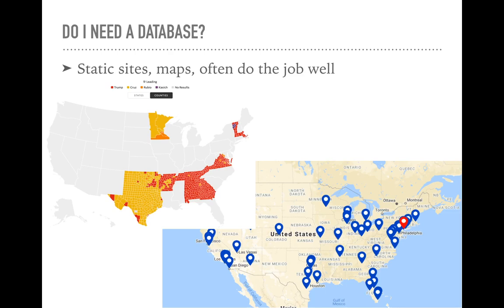There are plenty of maps out there in the world that are static sites or just have a file that they link to and don't need a database at all. For example, the IKEA map of the United States. The number of IKEAs is very small and it doesn't change very often, so there can just be a list of data in a JSON file somewhere and loaded onto the page as needed.